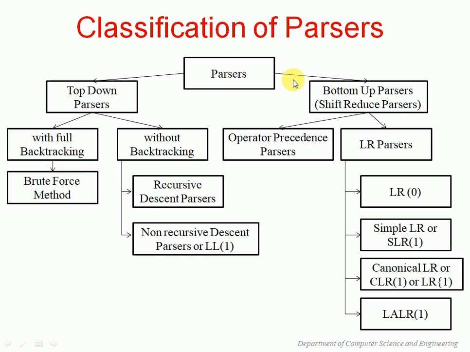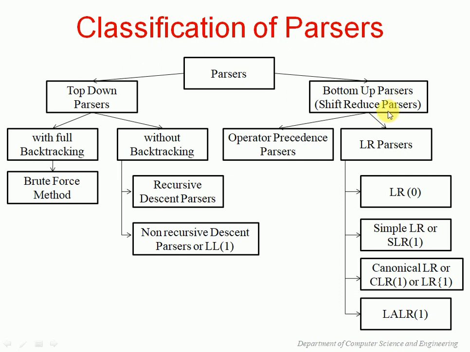Let us see the classification of parsers. Parsers are broadly divided into top-down parsers and bottom-up parsers. Top-down parsers have two types: with full backtracking, which uses brute force method, and another type without backtracking. We have two types of it, that is recursive descent parsers and non-recursive descent parsers. They are otherwise called LL1, which we have already seen in the predictive parsing techniques.